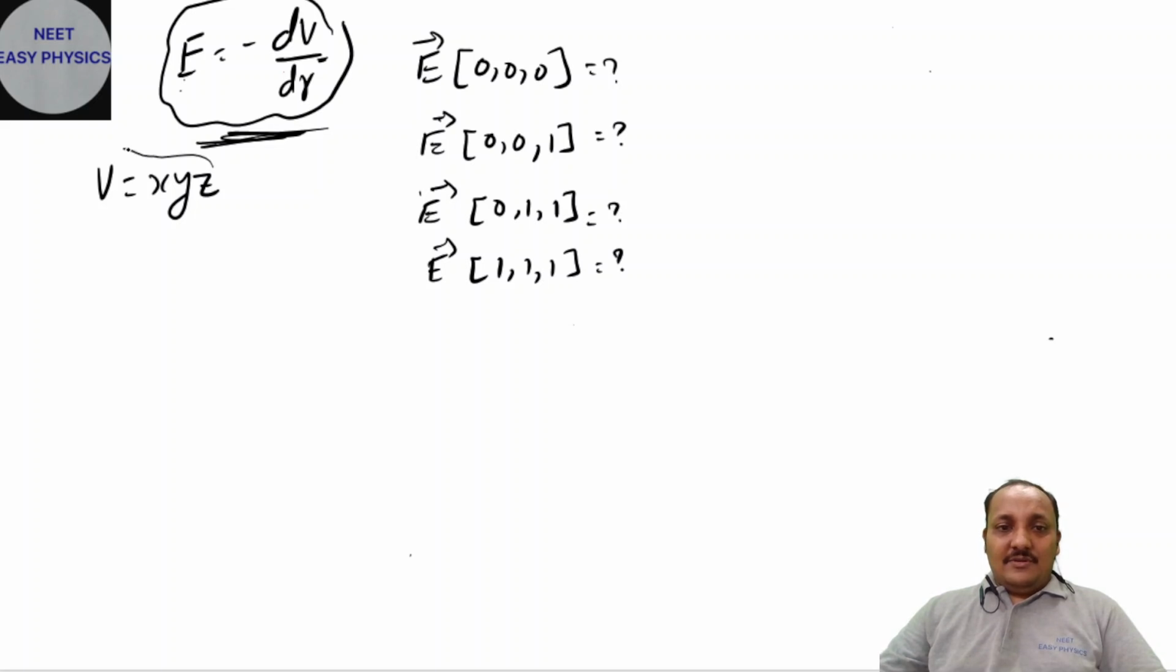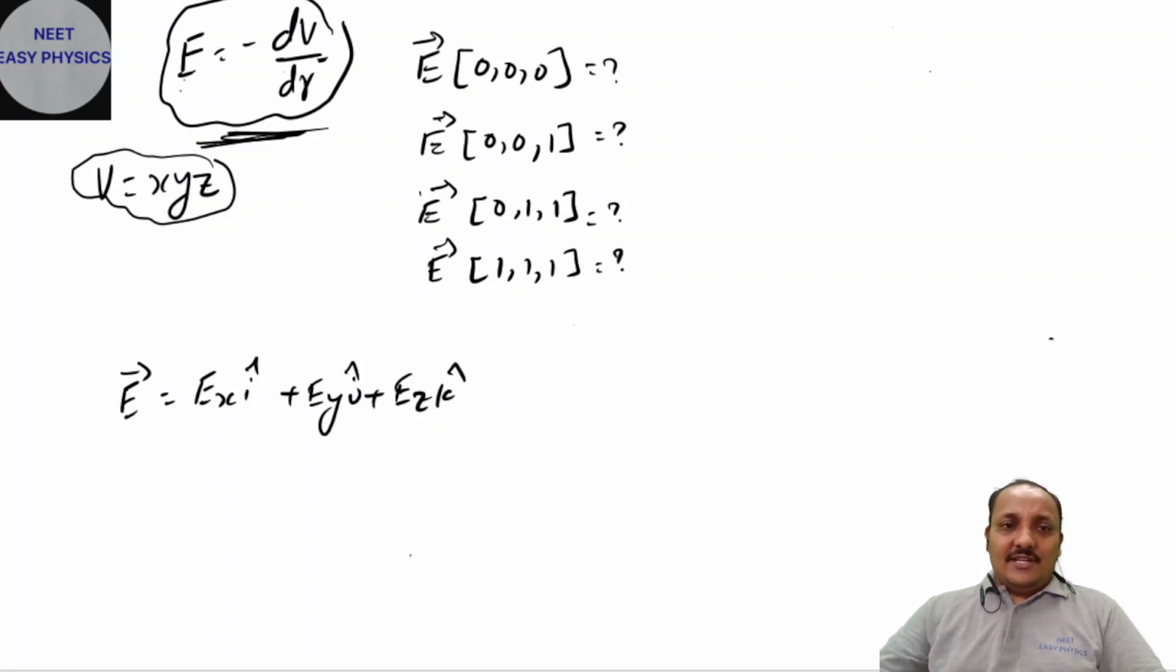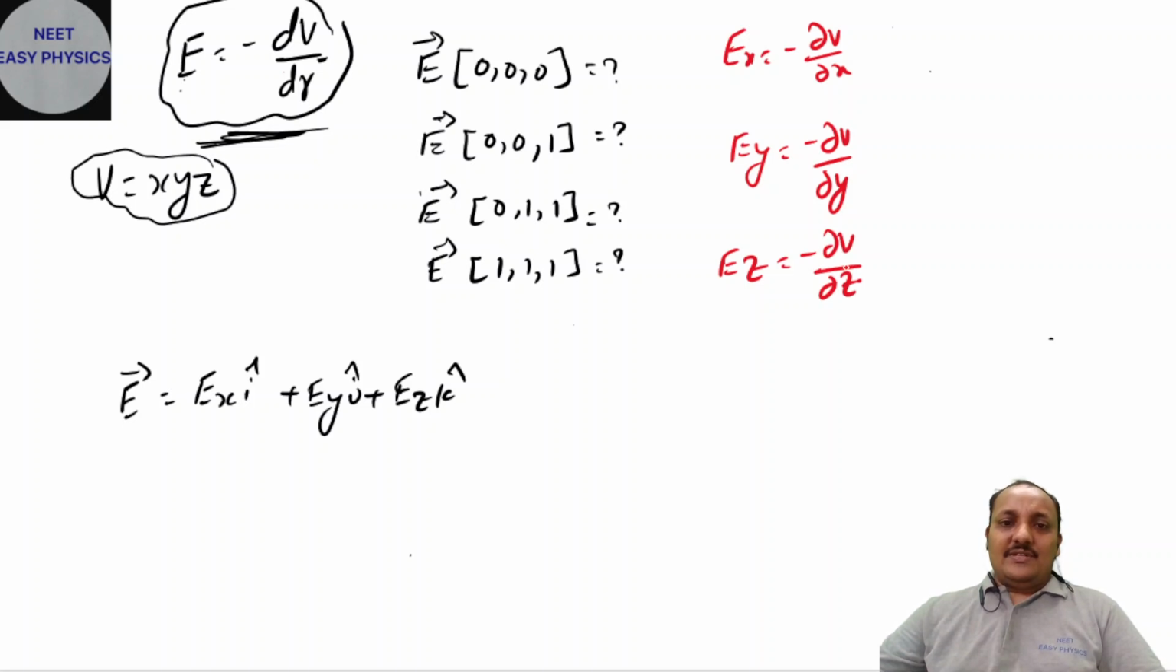but you should differentiate this V. That is nothing but partial differentiation. Because electric field intensity is a vector quantity, we write E equals Ex i cap plus Ey j cap plus Ez k cap. So what is Ex? Ex is minus dou V by dou x. Ey is minus dou V by dou y. Ez is minus dou V by dou z.